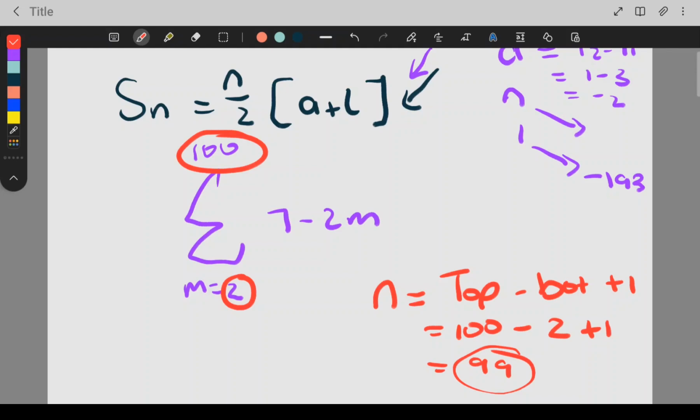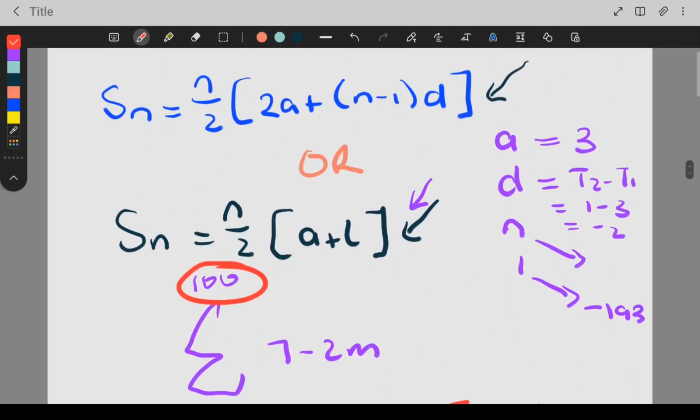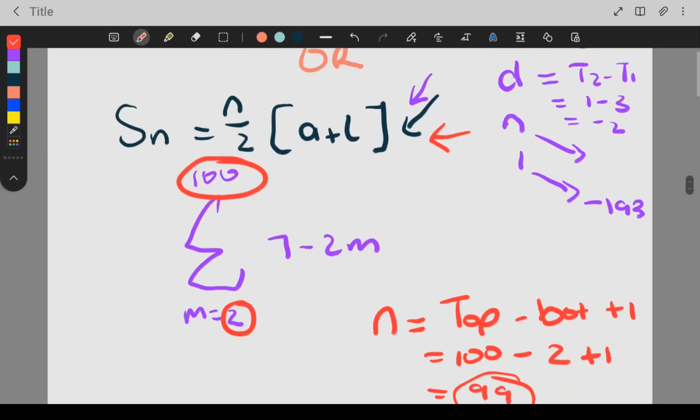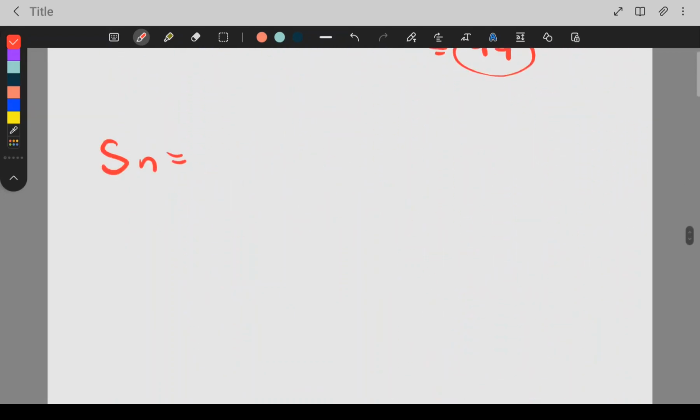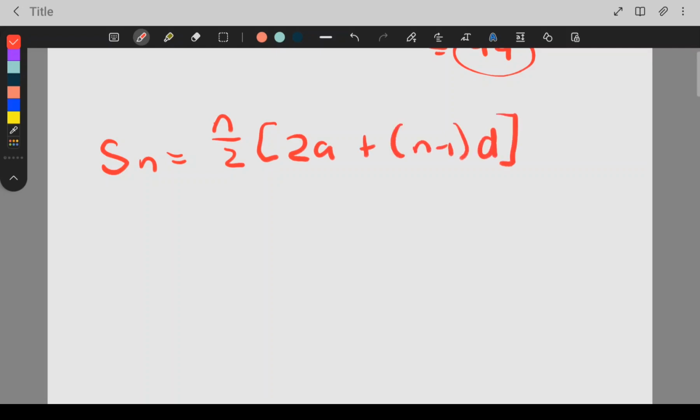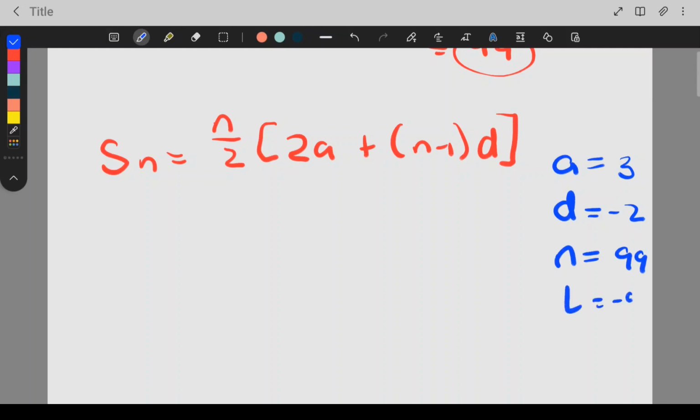Okay, so let's go. Now I'm going to use my formula. Remember I told you, you either use this one or you use this one. I'm going to do both, and then you decide which one you want to use. I write my formula down. Then remember I said A is 3. Constant difference is -2. The number of terms is 99. And the last term is -193. So I'm calculating the sum of the first 99 terms.